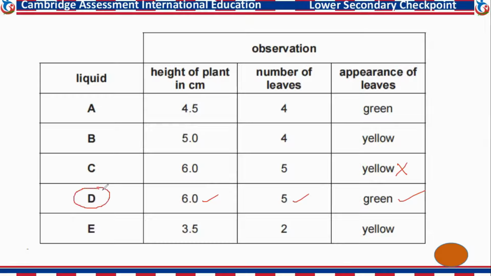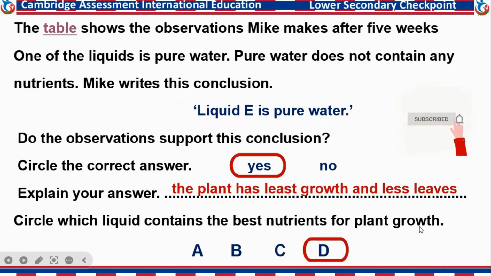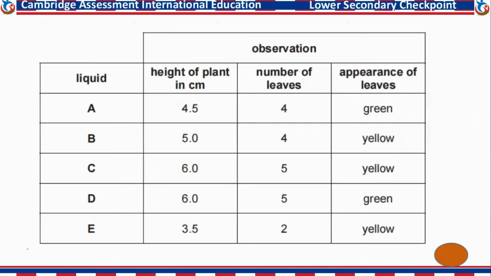So the best liquid for this plant growth, that produces the best height, increases the number of leaves, and the leaves still remain very healthy and green, is D. So we'll now go back to our options and circle D, and D is the best liquid. Liquid D contains the best nutrients for plant growth.